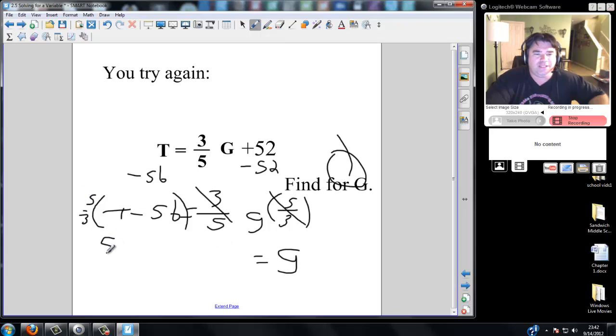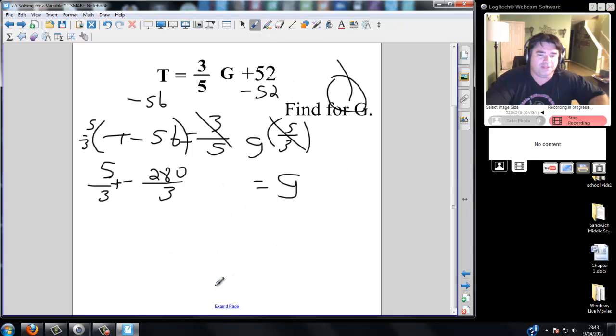5/3 times t, that's all I can do there. Now 5/3 times negative 56. Well, since it's going to be a negative, I'll just clean that up and make it a negative. I could have plus negative or just minus, either or. 5 times 56 is going to be 280, and 280 divided by 3. So we have here 5/3 t minus 280 over 3.